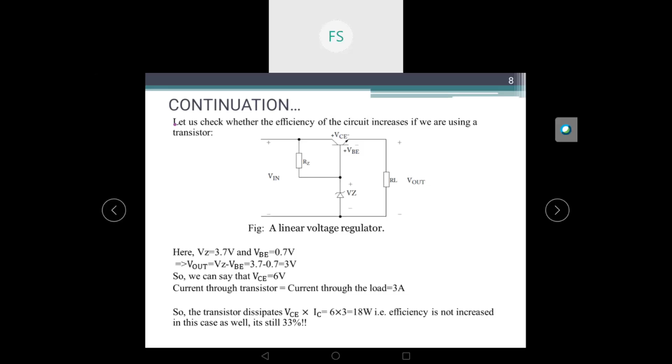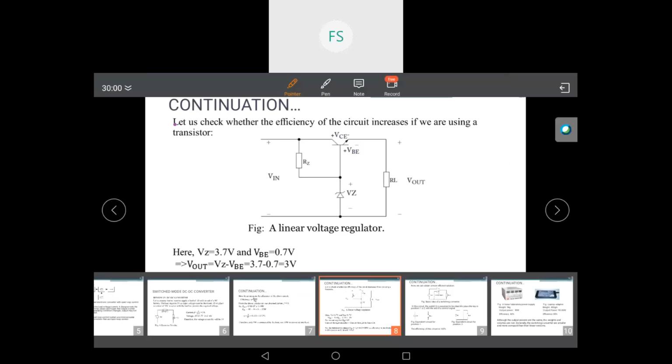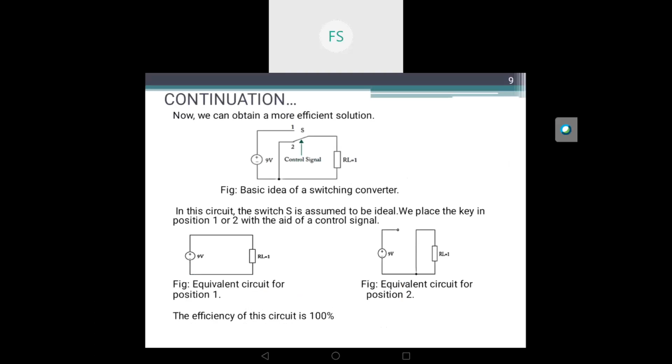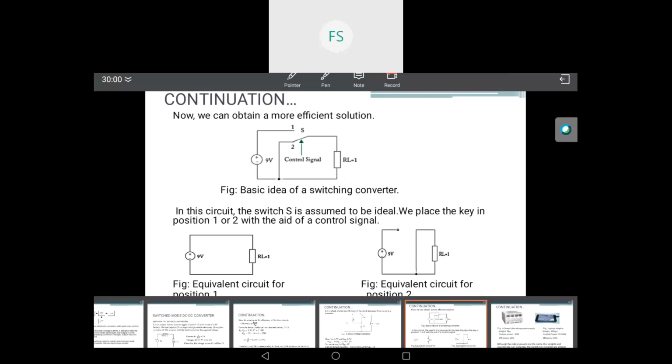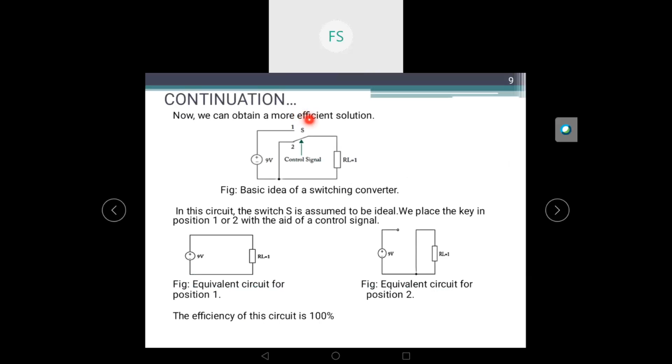So let us move into another circuit. I am going to explain the basic idea of a switching converter. Here I have replaced the transistor by a switch. When the switch is in position 1, it is considered the on position of the switch, and when the switch is in position 2, it will be considered the off position of the switch.